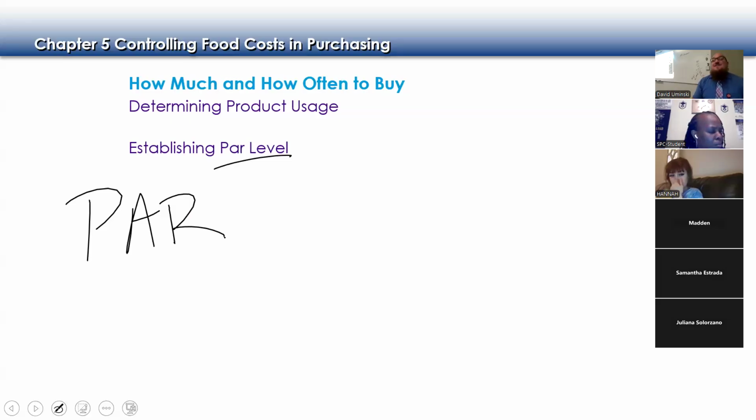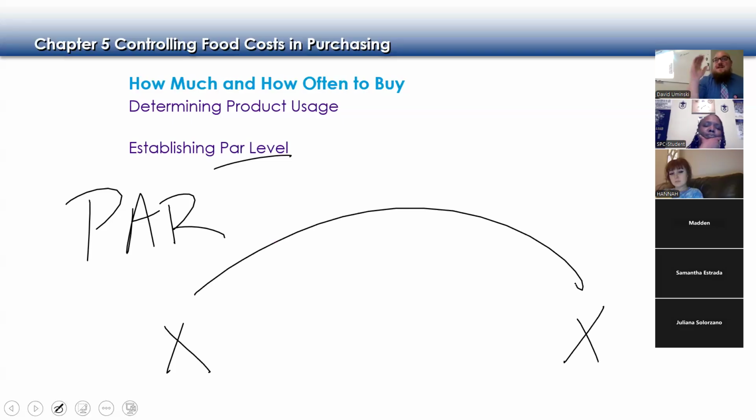So in golf, if it's a par three, that means you have 3 shots to get it from here to here. That's the minimum that you are allowed to take without any penalties. So the par in the restaurant is the same thing. It's the minimum amount that we have to have on hand to operate our restaurant. So that tells us how much product we have to have on hand.